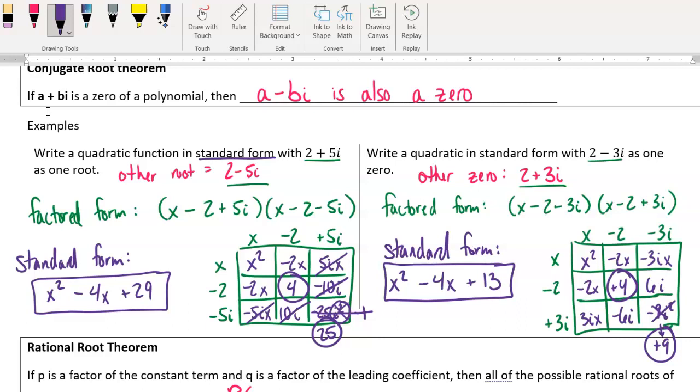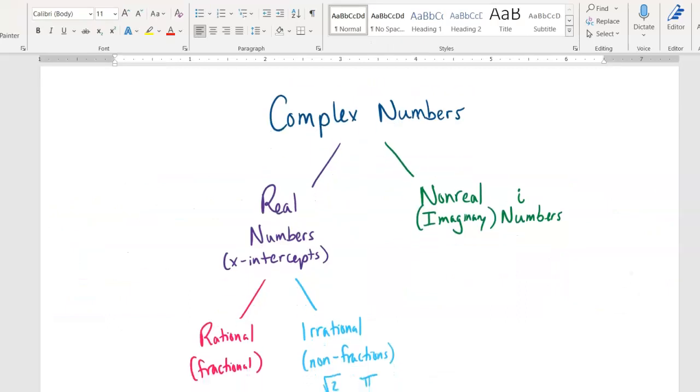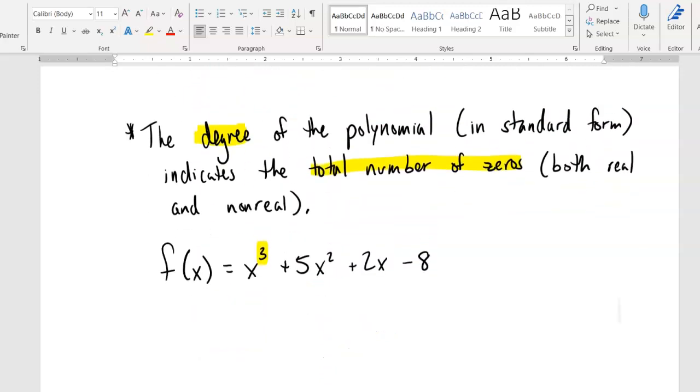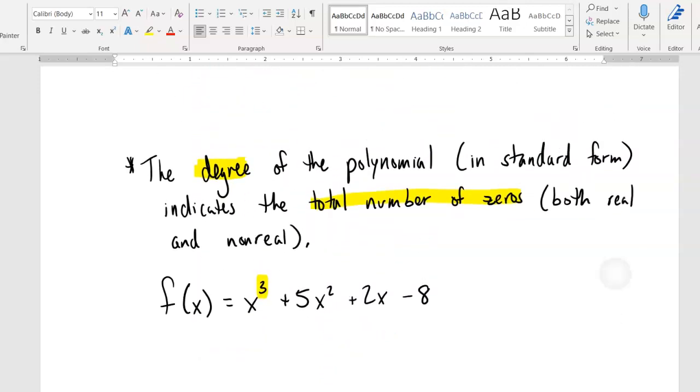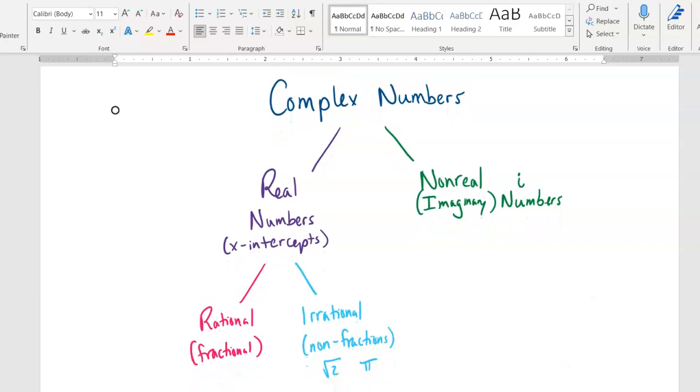All right, so before we get to the next step, I want to review something that we talked about in the previous video. And if you didn't catch this, make sure that you have this written down in your notes. So remember we said in the previous lesson, the degree of the polynomial in standard form indicates the total number of zeros, both real and non-real. Again, there are these two categories under complex numbers: real numbers and non-real numbers. And underneath the real numbers, we have two family types of numbers, rational and irrational.